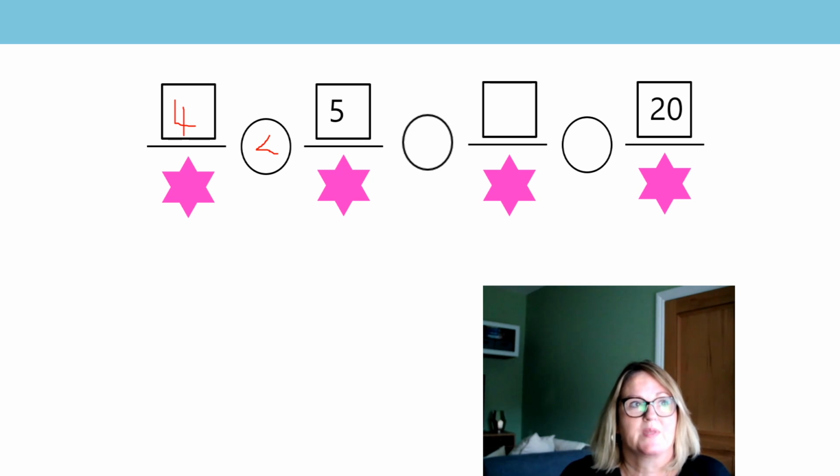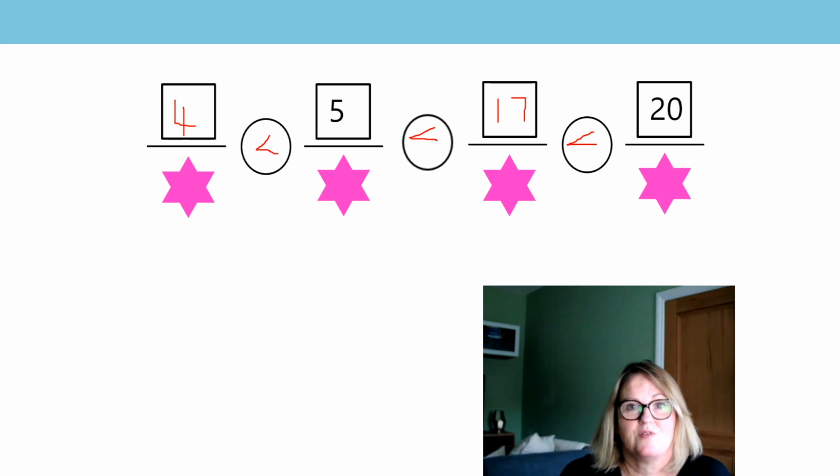Good. Now what about this number here, this numerator? What must it be? Well, if 5 is less than this one, this has to be bigger than 5. But this one is also less than 20 because we know that they're in order. So there are lots of different numbers that we could pick to go in here. I'm going to say 17.